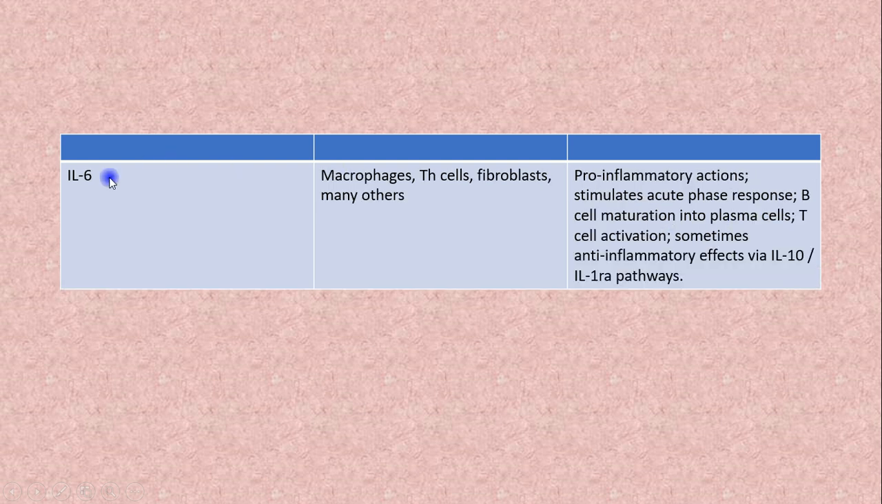We have interleukin 6, which is secreted by macrophages, T helper cells, fibroblasts, and many others. They carry out pro-inflammatory actions. They stimulate acute phase response, such as B cell maturation into plasma cells, T cell activation, sometimes anti-inflammatory effect via interleukin 10 or interleukin 1RA pathways.